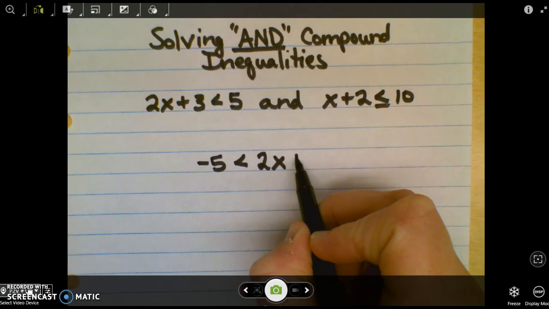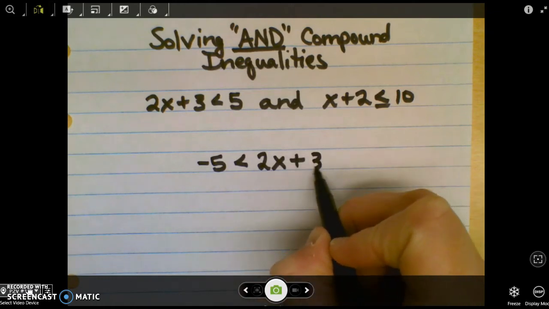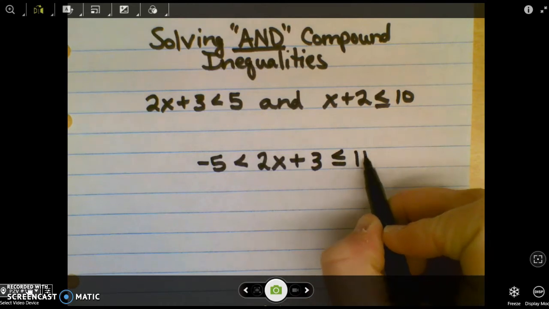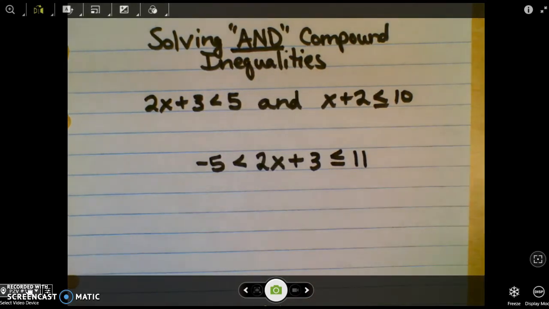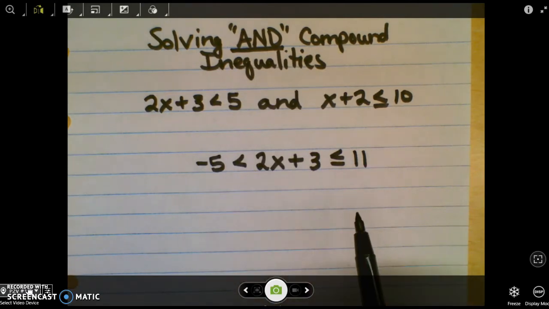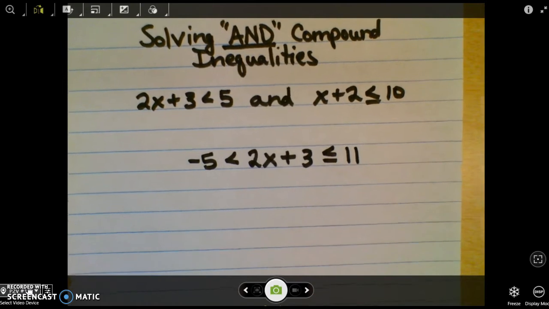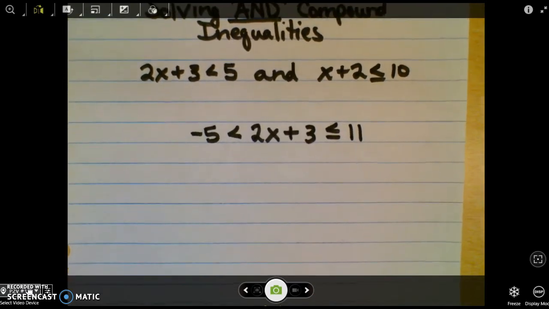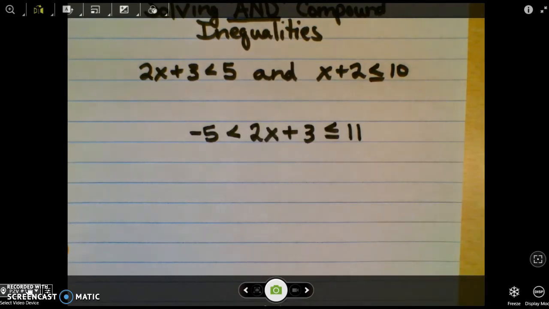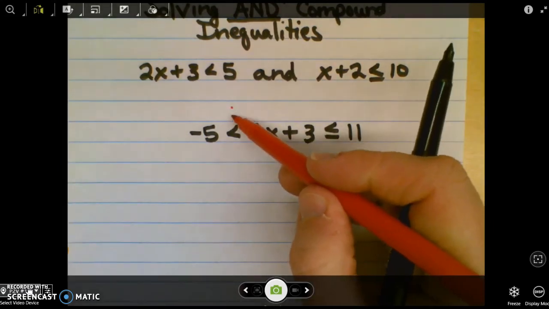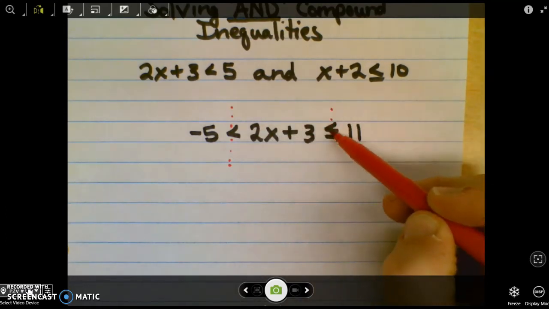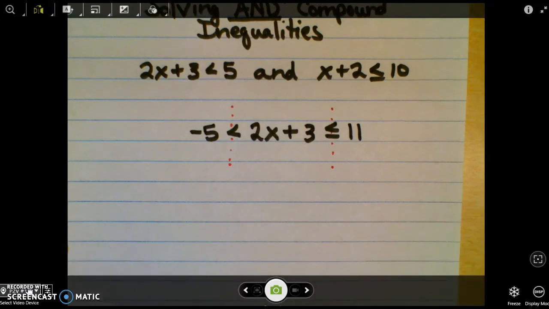So let's do -5 is less than 2x plus 3, which is less than or equal to 11. This is an and type inequality. Now there are a couple methods for doing this. My favorite is to look at this as 3 different sections. So we have a section on the left, a section in the middle, and a section on the right.